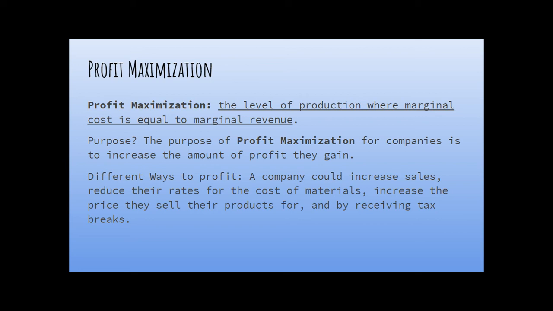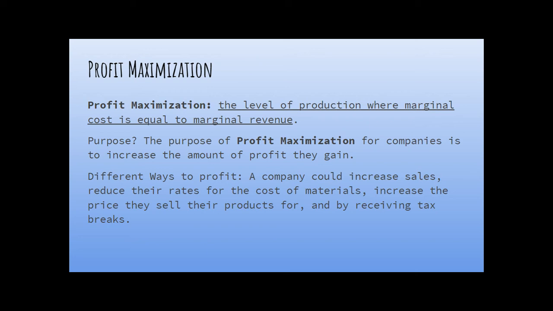A different way that a company can profit is a company could increase their sales. They can advertise on Facebook. They can put out more commercials, get more business for their company. They could reduce their cost of materials. So McDonald's could go with another company that is selling the hamburger buns for 20 cents cheaper. And then they would be able to increase their profit by cutting the cost of materials.